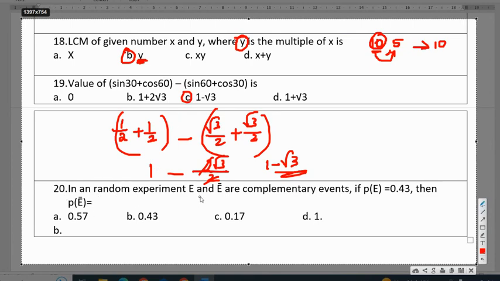In a random experiment, E and E bar are complementary events. If P of E is equal to 0.43 and P of not E is, so 1 minus 0.43 will be 0.57. Correct option for 20th question is 0.57. We'll see part A now.